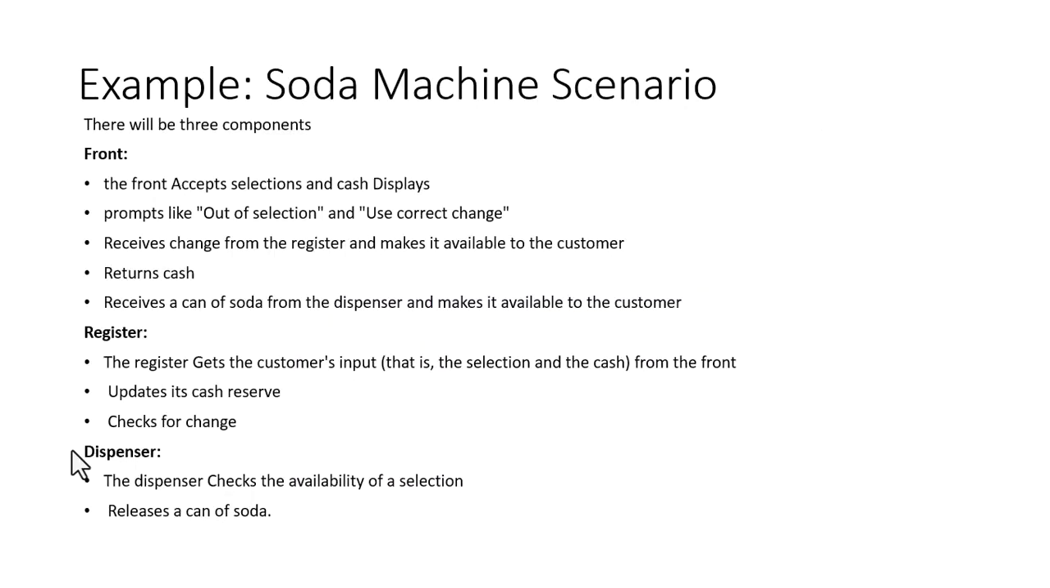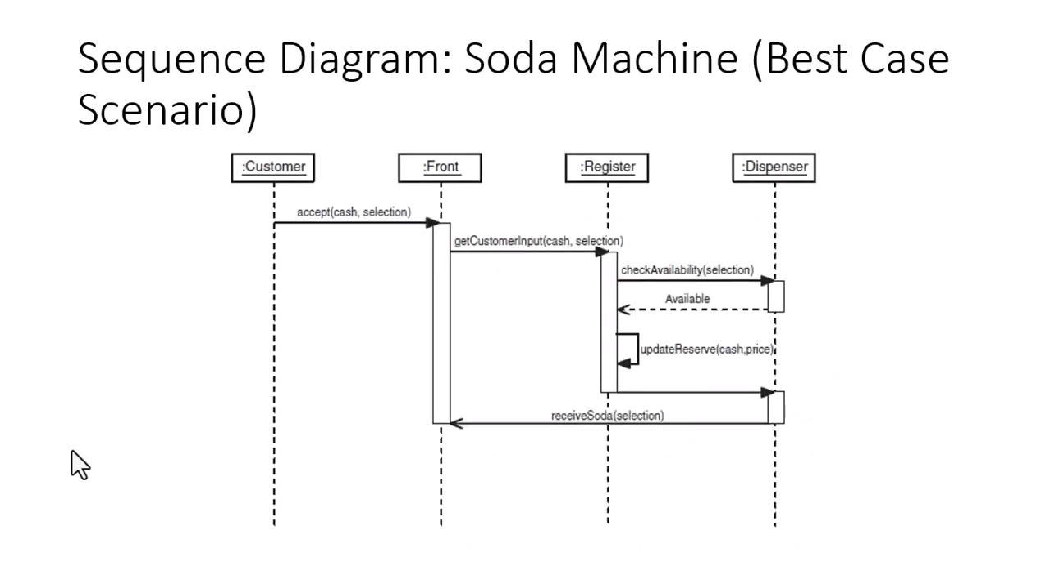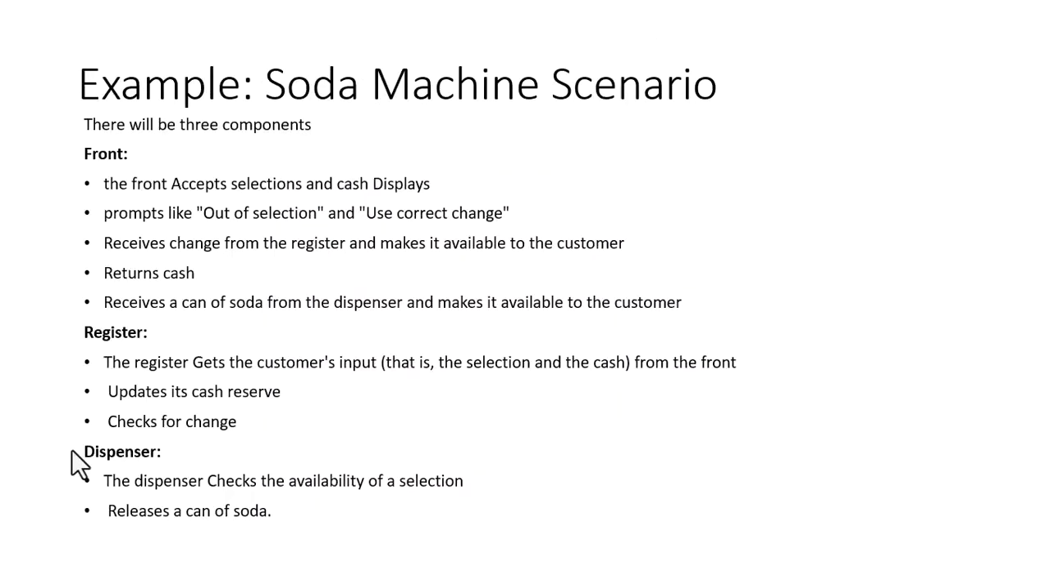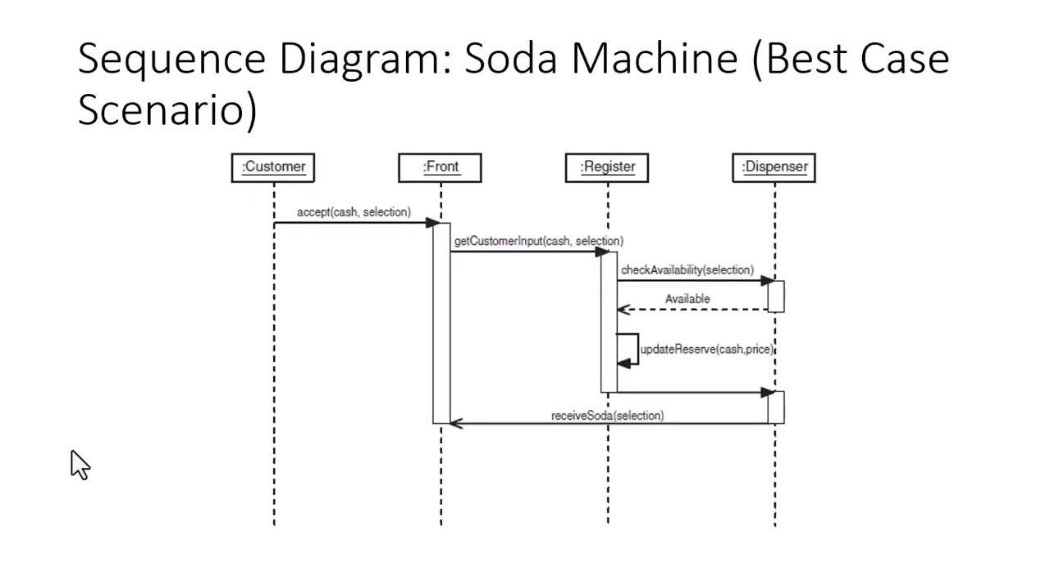Now take the example of a soda machine scenario. We have three components, or we can say four objects. One is the customer who makes the request. The front accepts selection and cash, and displays prompts like out of selection and use correct change. It receives change from the register and makes it available to the customer. So all these you can see are the definitions of each object. I will explain it here.